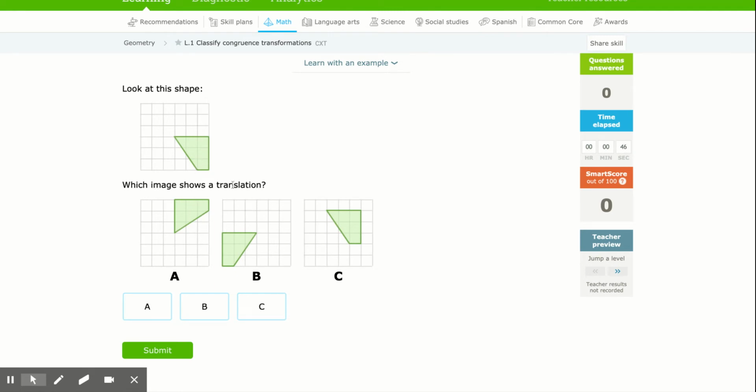Which image shows a translation of this image? So this image has been translated. A translation is a slide, either up and left or up and over, down and over, but its orientation won't be changed. It's not a rotation and it's not a reflection. So again, you're going to see a shape that looks exactly in the same orientation as this one. It's just been shifted. So this is going to be C.